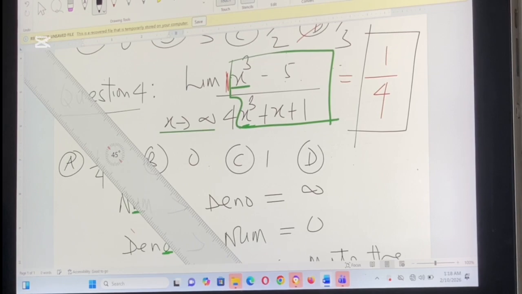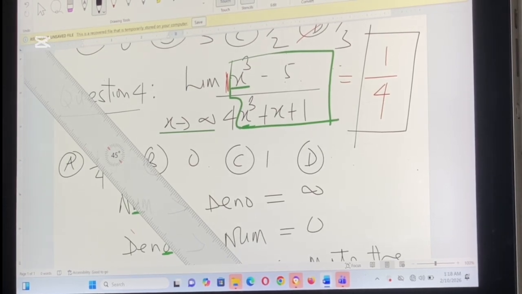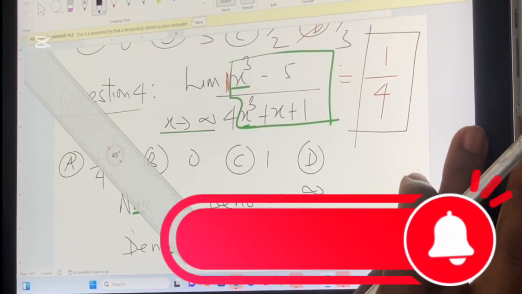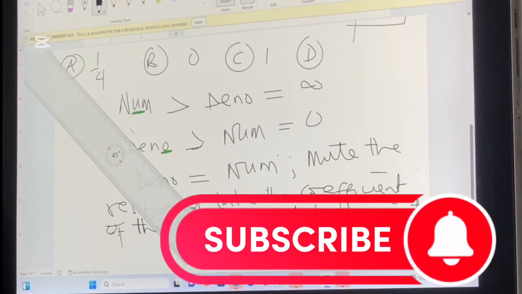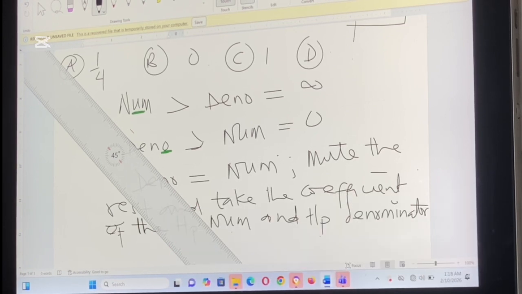So this is how we solve any limit at infinity. You don't need to solve anything. Whenever the highest power at the numerator is greater than the highest power at the denominator, the answer is always infinity. If the power of s at the denominator is greater than the power of s at the numerator, the answer is always 0. If the powers are equal, you mute the rest and take the coefficient of the highest power of s at the numerator and at the denominator.